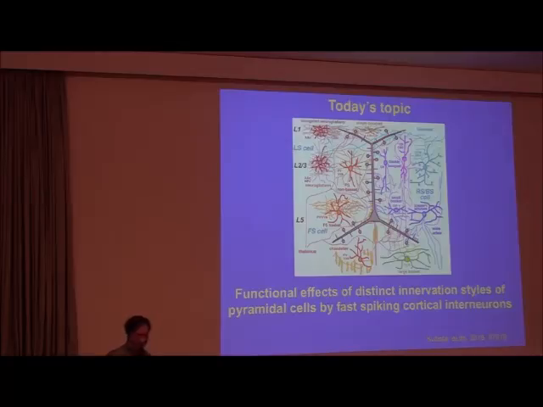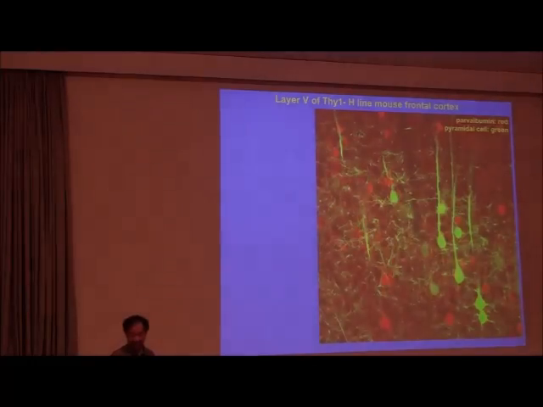Today's title is Functional Effects of Distinct Innervation Styles of Pyramidal Cells by Fast Spiking Cortical Interneurons. And especially I'd like to talk about this connection: fast spiking basket cells inhibit layer 5 pyramidal cells. Actually, I published that paper very recently in eLife, so if you are interested, please read through that paper.